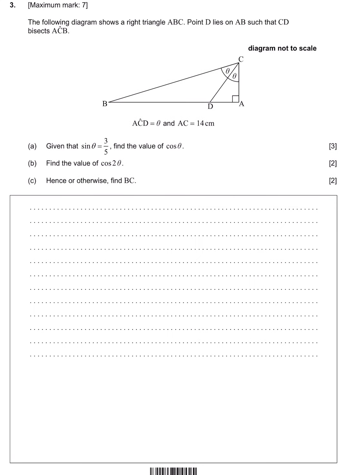So this is May 19, paper 1, question 3. What we have here is a right triangle. You see this one right here. And what do we have? Point D, CD bisects angle ACB. That means that the angle theta, these two angles right here, are the same angles.